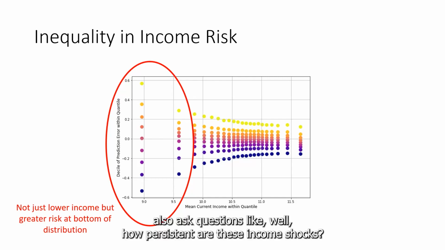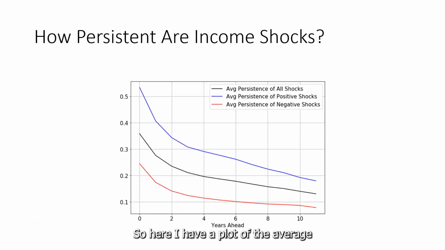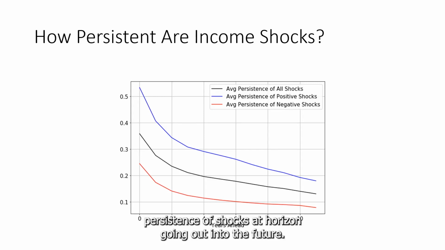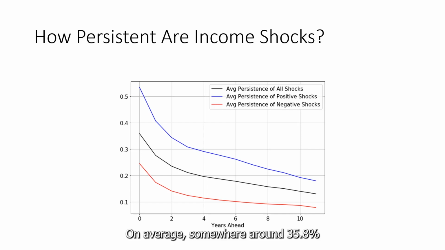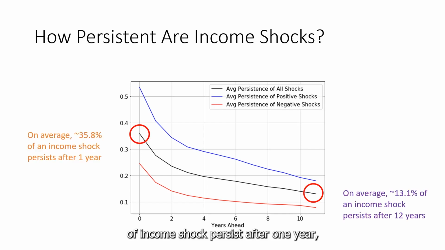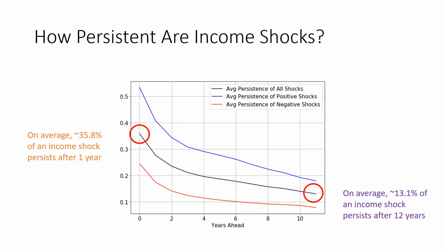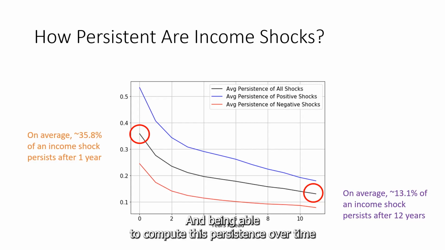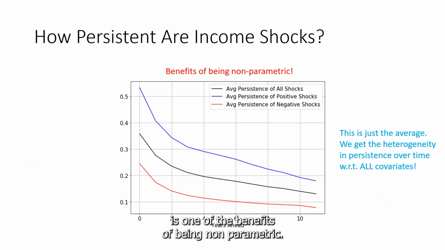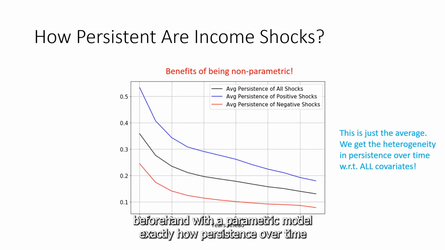We can also ask questions like, well, how persistent are these income shocks? So here I have a plot of the average persistence of shocks at horizons going out into the future. On average, somewhere around 35.8% of income shocks persist after 1 year, but only 13.1% of income shocks on average persist after 12 years. So over time, there's a considerable amount of mean reversion. And being able to compute this persistence over time is one of the benefits of being non-parametric. We didn't have to specify beforehand with a parametric model exactly how persistence over time is supposed to work.